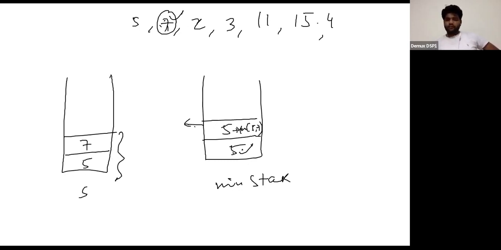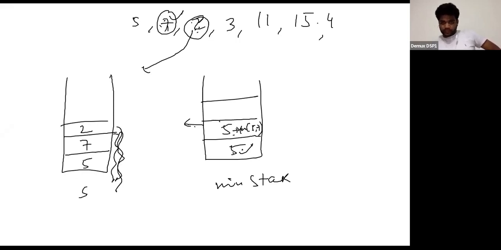Now when I get 2, I will push 2 here in the normal one. Here I will push the minimum of 2 and whatever is the minimum so far. The minimum so far is the top, which is 5. So the minimum of 2 and 5 is 2. Now this top stores the minimum, so I'm getting the running minimum stored in the stack.